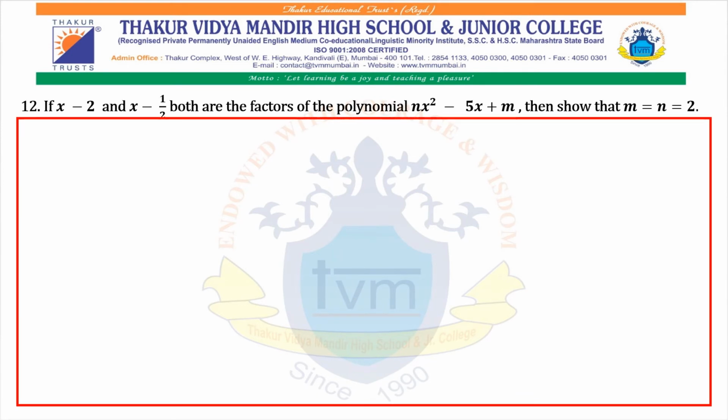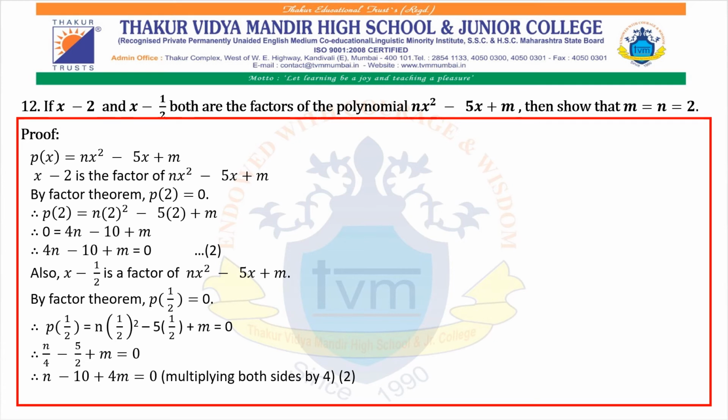Question 12. If x minus 2 and x minus 1 upon 2 both are the factors of polynomial nx square minus 5x plus m, then show that m is equal to n is equal to 2. Proof. P of x is equal to nx square minus 5x plus m. X minus 2 is the factor of nx square minus 5x plus m. So by factor theorem, P of 2 is equal to 0. Therefore, P of 2 is equal to n into 2 square minus 5 into 2 plus m. Therefore, 0 is equal to 4n minus 10 plus m. Therefore, 4n minus 10 plus m is equal to 0. That is our equation number 1.